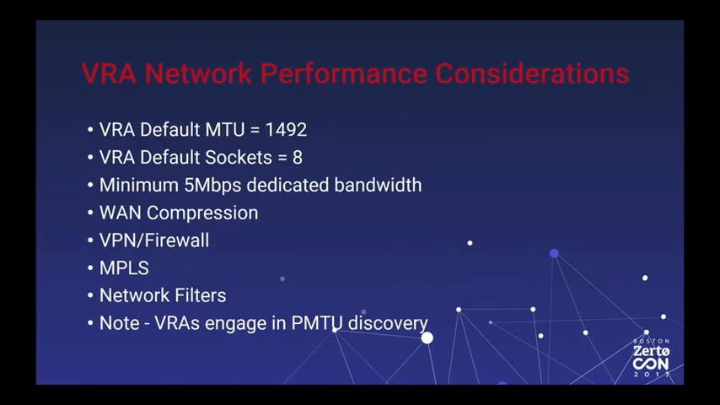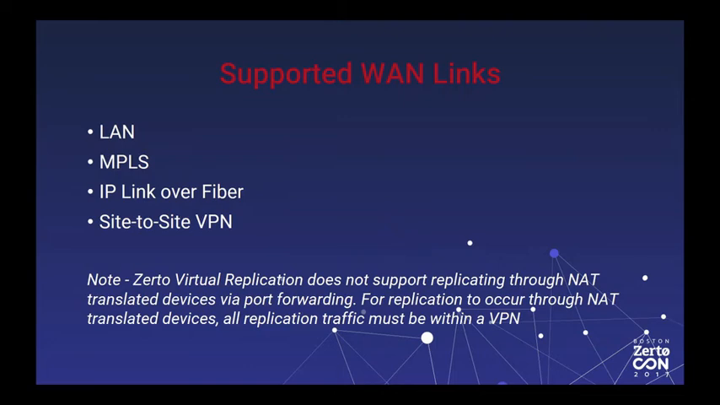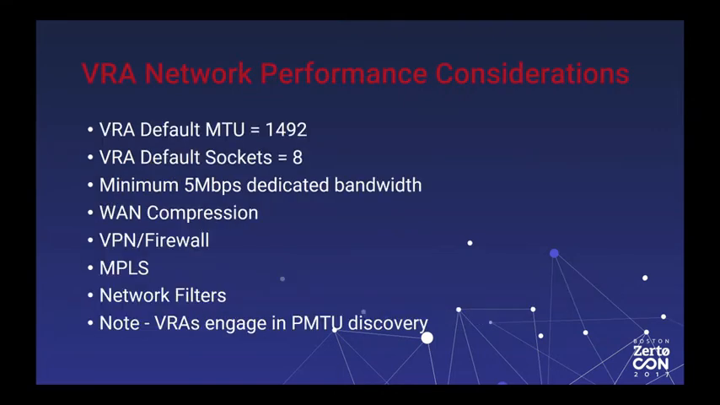So a bit of network considerations in terms of the VRA. And specifically, if we go back here, we'll see the site-to-site VPN and MPLS. The VRA's default MTU, the maximum transmit unit, is 1492. But a VPN connection sometimes has a larger header for the connection. So each packet has a bigger header. We need to tweak the MTU down to accommodate for that.